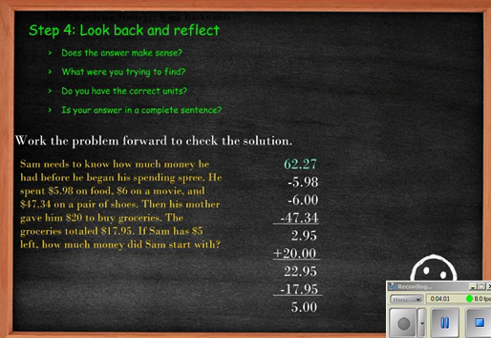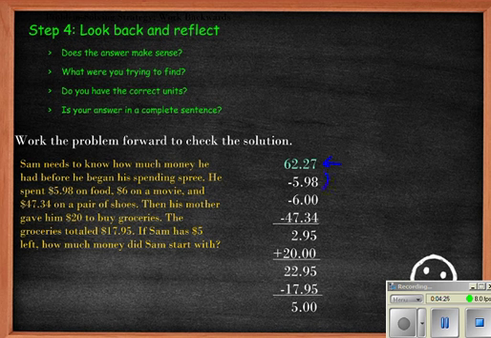Step 4 is to look back and reflect. So we have to ask ourselves, does the answer make sense? What were you trying to find? Do we have the correct units? And is our answer in a complete sentence? So we're going to check this one to make sure it makes sense by working the problem forward. Since we figured out that he probably had $62.27 to start with, we're going to work the problem forward now.